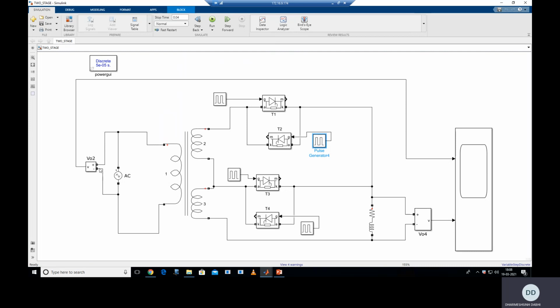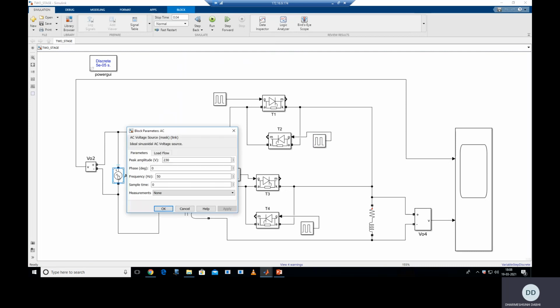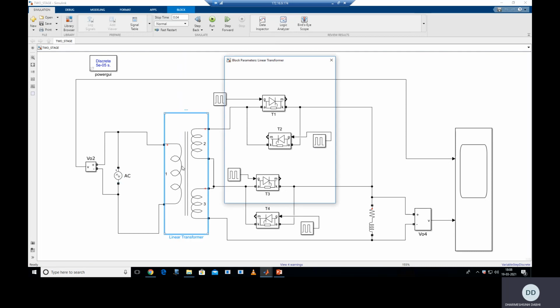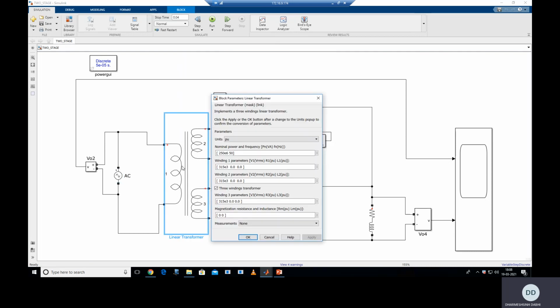Now you can see that in the simulation we have provided the supply of 50 hertz, 230 volt peak. Here we take the linear transformer. This linear transformer you can get from Simscape in the library browser. Here we set the frequency 50 hertz, as the inbuilt 60 hertz frequency is given when you take this block from MATLAB.